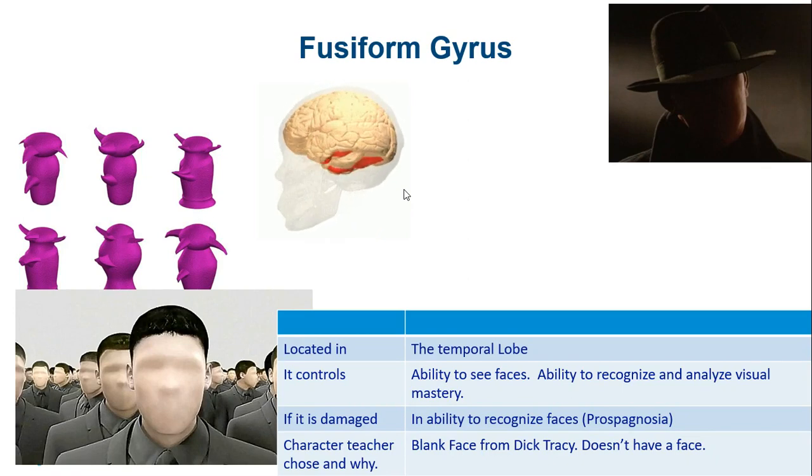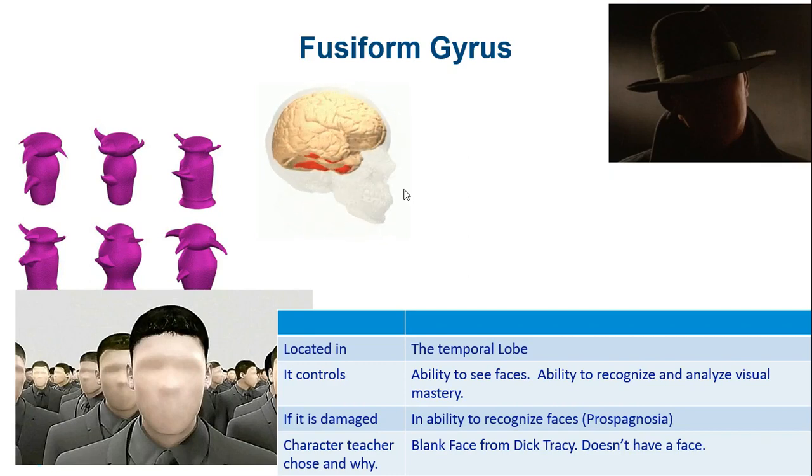Now, you might be thinking, wait a second, I thought the occipital lobe helped me to see. And you're right. Your occipital lobe is able to create the picture of the eye or of the lips or the ears, but it's your fusiform gyrus that brings all of those many pieces together to make one whole face, one thing that we call a face.